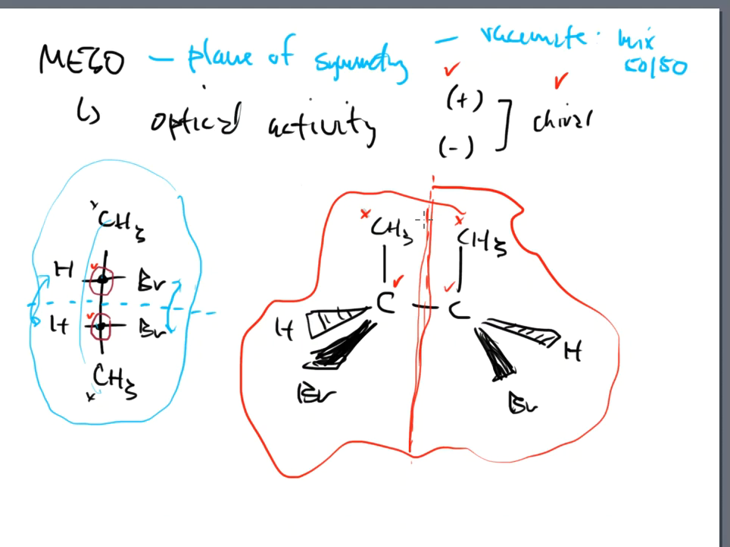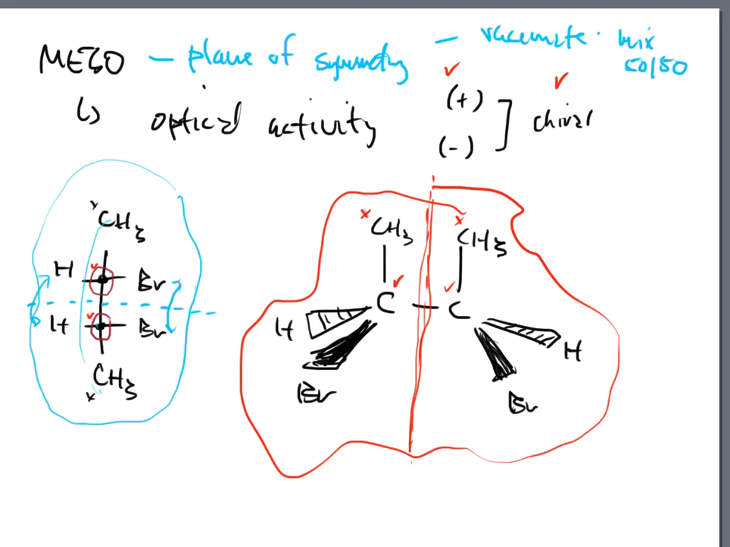and everything is identical. The methyl groups will touch when I fold that over. The carbons will touch when I fold it over. The hydrogens will touch when I fold it over. And the bromos will touch when I fold it over. The hydrogens are pointed in the same direction. The bromos are pointed in the same direction. Everything is identical. There is a plane of symmetry in that molecule, and that is what we call a meso compound.